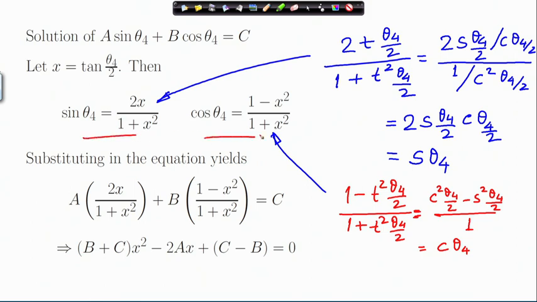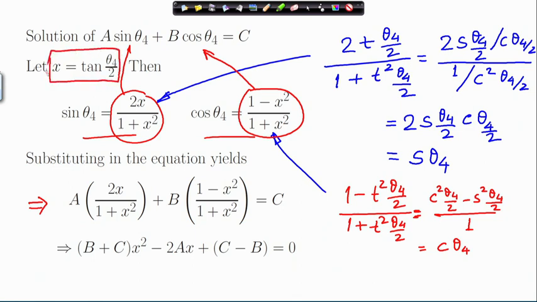So, we have looked at these two expressions. Now, if I substitute this in place of sin theta 4 by 2, this expression, and in place of cosine theta 4 by 2, this expression, then I get this equation, which I can simplify. This is a very easy step, I leave it to you to show that you get this quadratic equation in x. Remember, x is tangent theta 4 by 2, tan theta 4 by 2 is x.